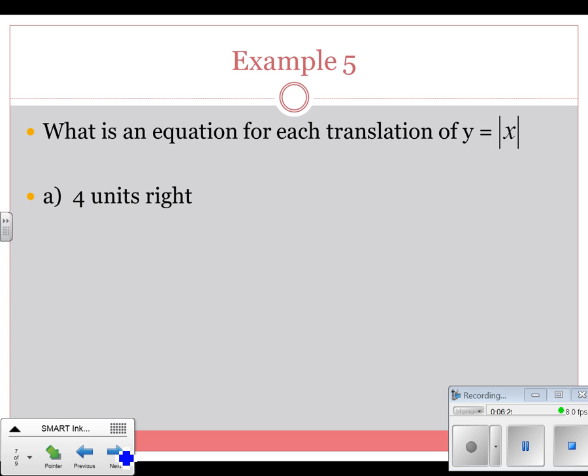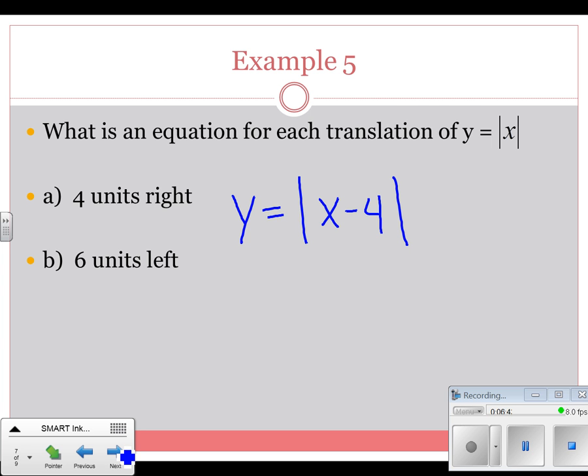So if you have 4 units to the right, it's going to be y equals the absolute value of x minus 4 on the inside, which means to the right. So it's like the opposite. If you're subtracting on the inside, you're moving to the right. If you're adding on the inside, you're moving to the left. So 6 units left would be y equals the absolute value of x plus 6. And that would move, like I said, to the left 6.